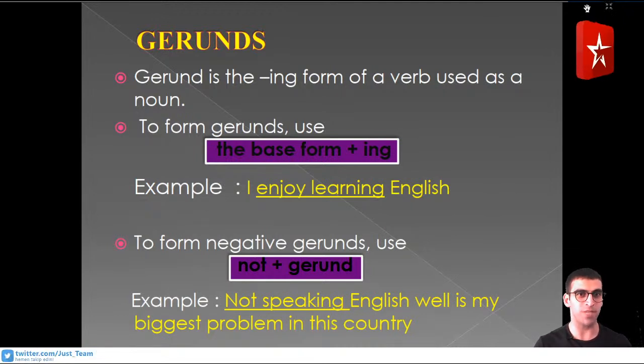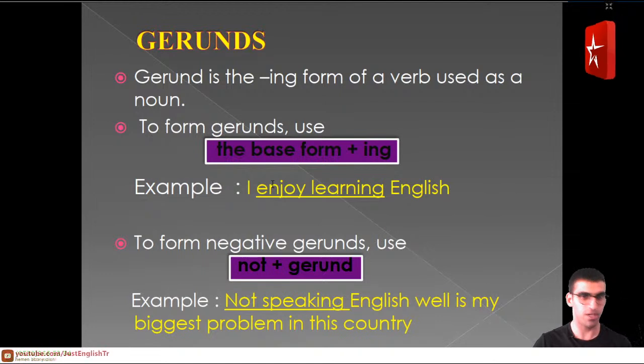As you see from my screen, a gerund is the ing form of a verb used as a noun. To form gerunds, we use the base form of the verb. For example, come, coming, sleep, sleeping, travel, traveling. The base form plus ing.